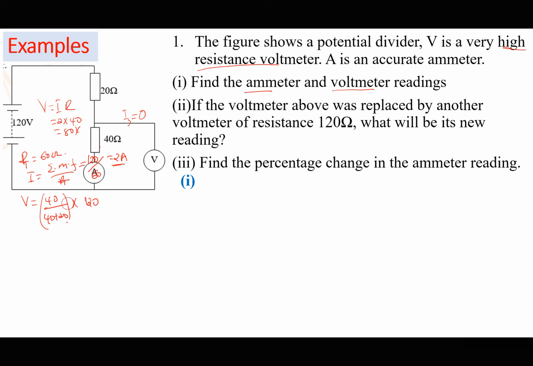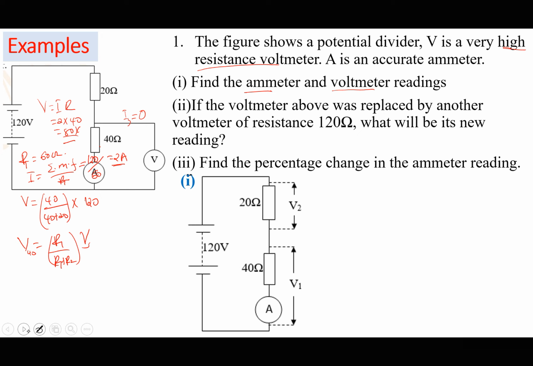This is the potential divider formula. I've used V equals R1 over R1 plus R2 times the voltage supply. That is going to be the PD across the 40 ohms, where R1 is 40, R1 plus R2 is 40 plus 20, and the voltage supplied is 120, which gives us the same answer, 80 volts. So you should be able to do that in an exam.